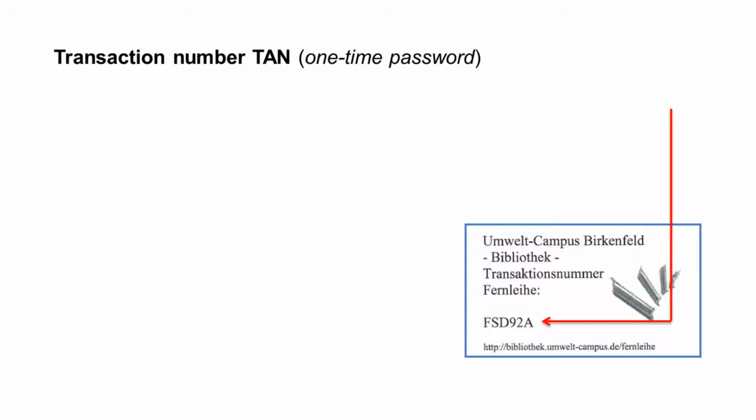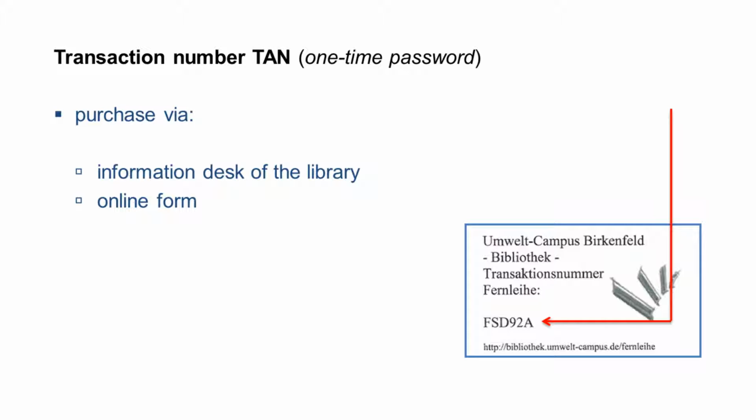Secondly, in the course of the ordering process, you need a transaction number, or shortly, a TAN. You can acquire the TAN at the information desk of the library or via an online form. The form is available at the library's website under the menu point Forms and Links.